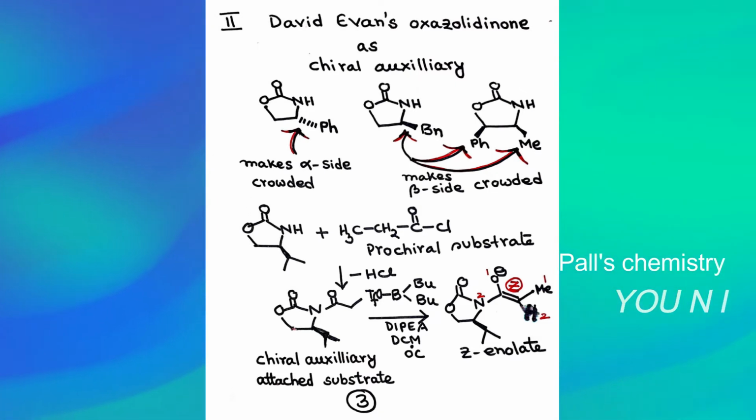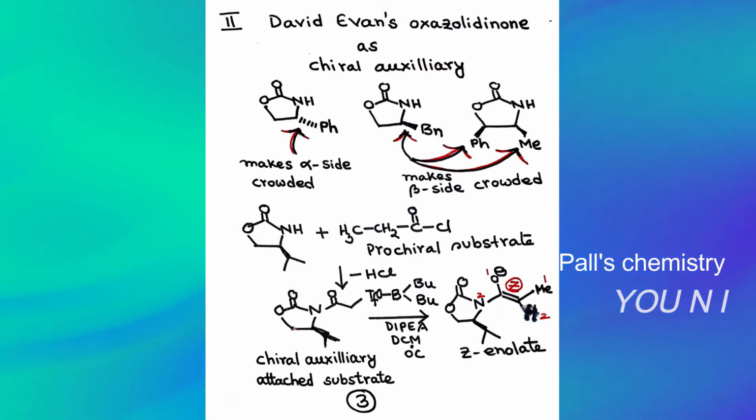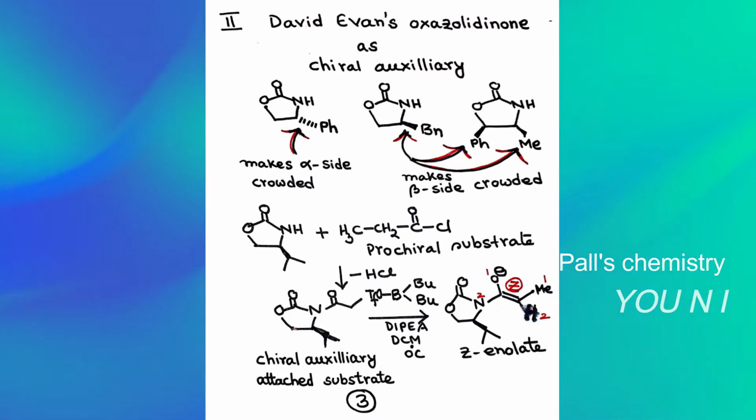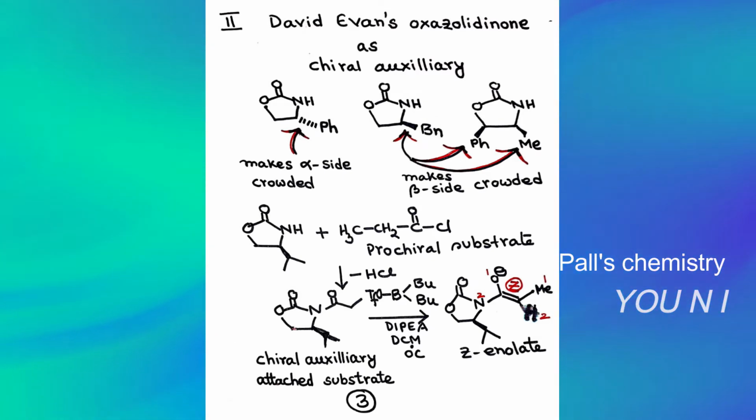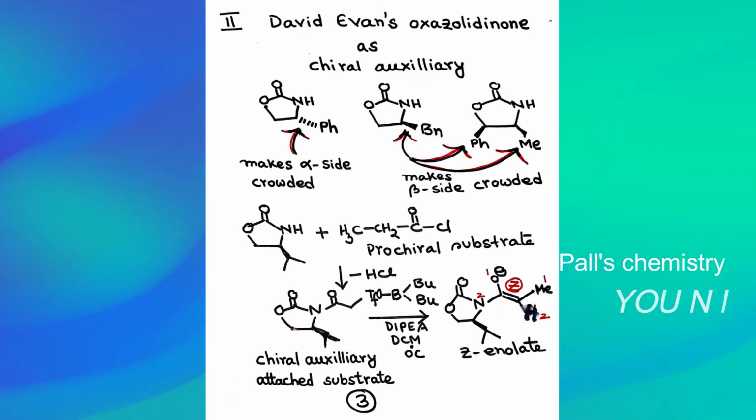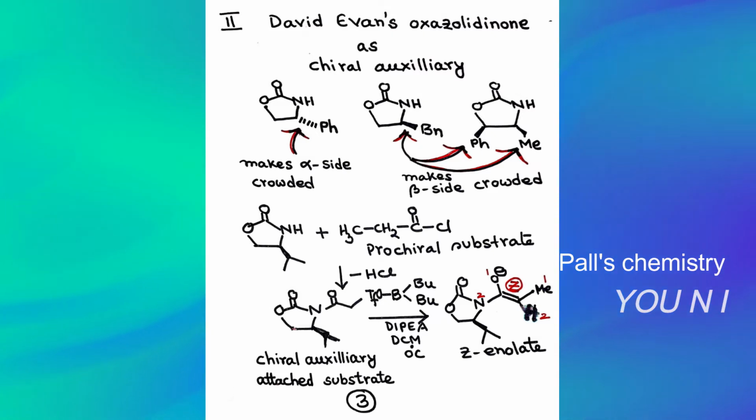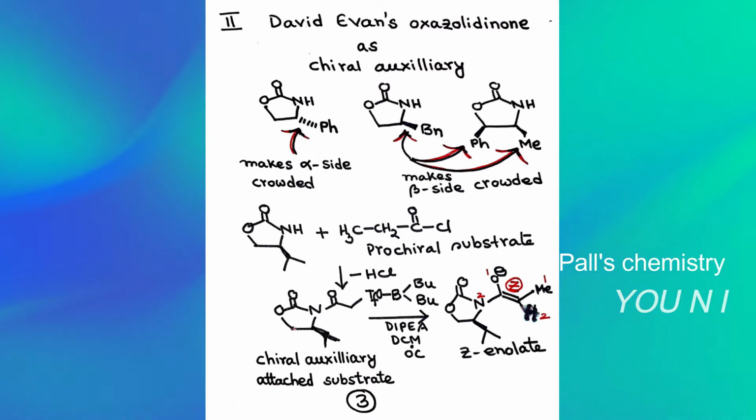Now let us go to the actual reaction, where the step 1 is we have to covalently attach David Evans oxazolidinone with our prochiral substrate acid chloride. Here it is, we have taken the propanoyl chloride. Now what David Evans oxazolidinone we have used here, at the chiral center, isopropyl group is above the plane. So first it will undergo the elimination of HCl, and chiral auxiliary and prochiral substrate will be attached covalently.